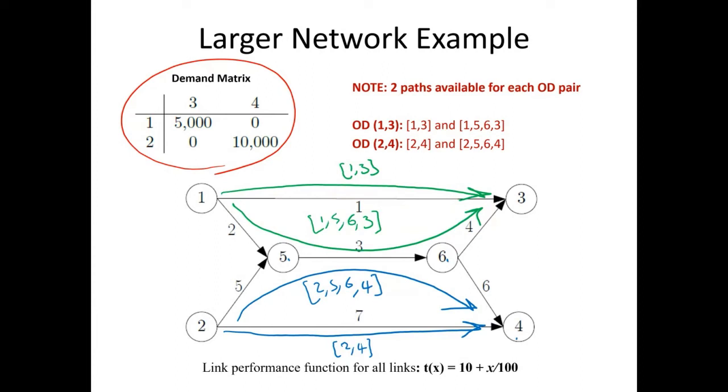So we have 2 paths available for each OD pair, and the link performance function is given, and that is 10 plus x over 100 for all the links. All the links have the same identical link performance function. Okay.